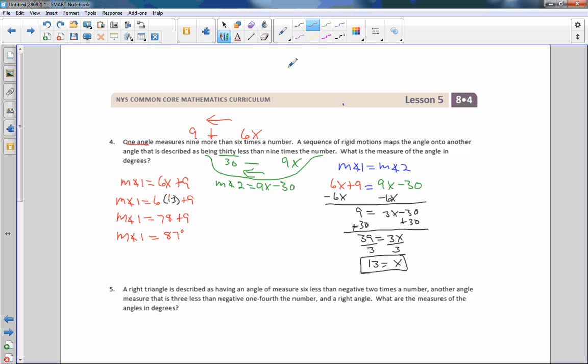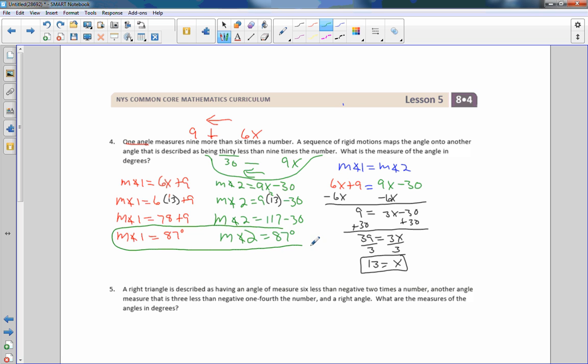Now this one should also come out 87, but you also must check it to make sure you've made no mistakes. 9, x is 13, minus 30. The measure of angle 2 equals 9 times 3 is 27, 9 and 2 is 11, minus 30. The measure of angle 2 is 117 minus 30, 87 degrees. Lo and behold, they are congruent.